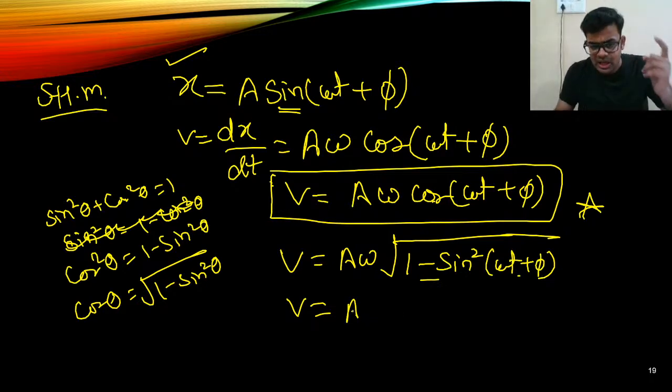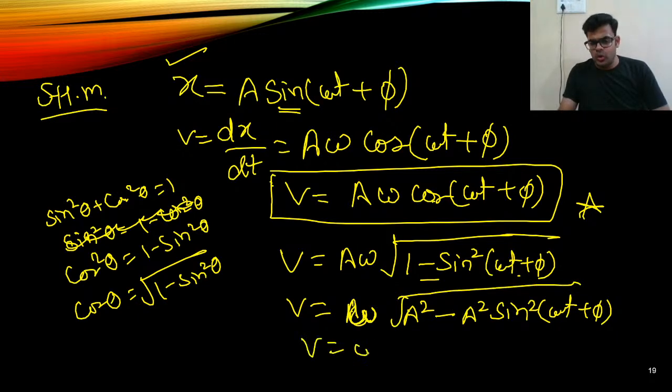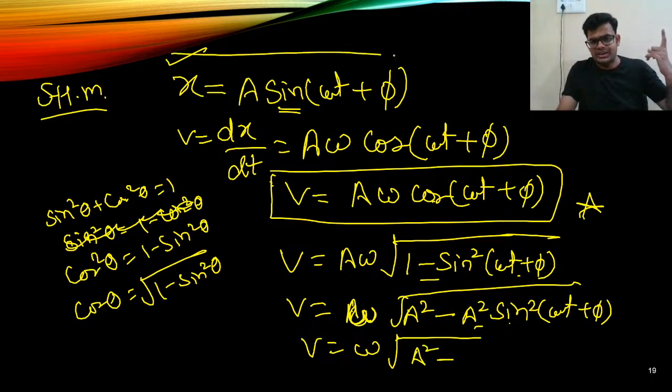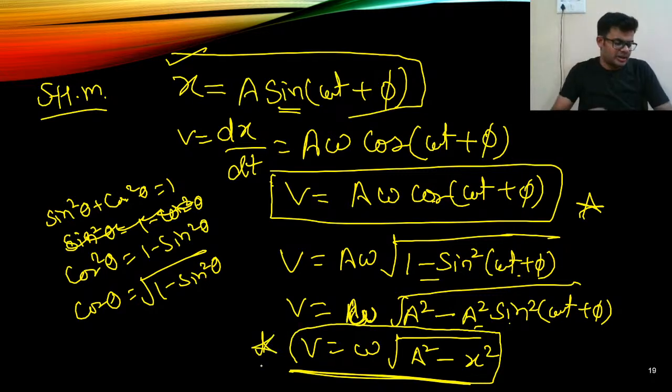I will do one thing. Let us take this a inside the root. Omega will remain outside, and as a goes inside the root, it will become a square. So a square minus a square sine square omega t plus phi, under root. So what I am getting here? v is equal to omega root of a square minus x square, since a sine omega t plus phi is called x, the equation of SHM. So finally I got another formula of velocity, in terms of displacement.